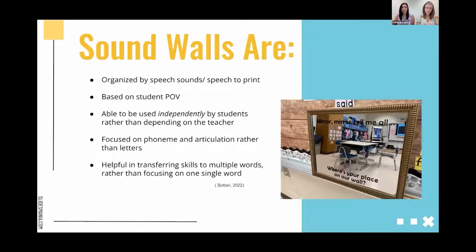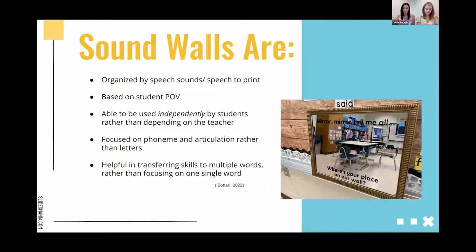So a little bit about what sound walls specifically are. Sound walls are organized by speech sounds rather than just the letters. They're based on the student's point of view, which makes it really nice for the kids. They're able to be used independently by students rather than depending on the teacher. So when I say student point of view, what I mean is they sound out the word, and then they focus on the sounds that they hear, specifically what they hear and how their own mouths are moving.